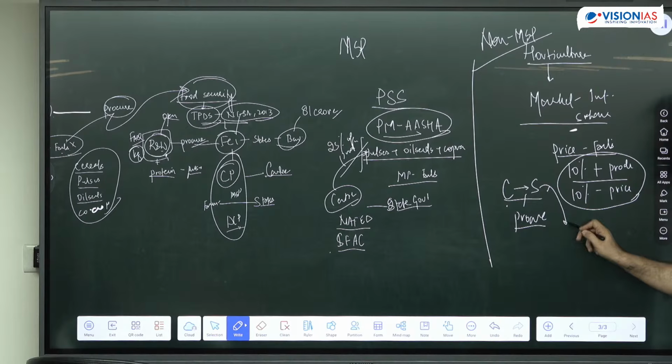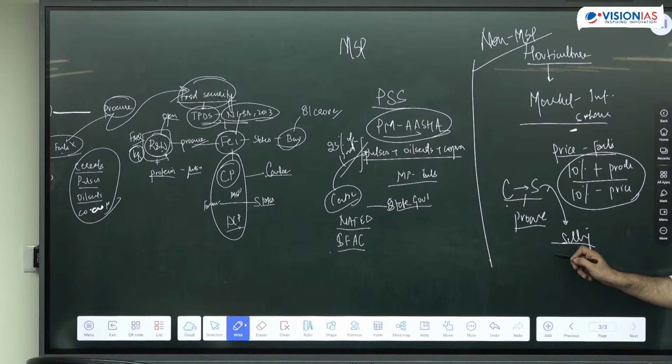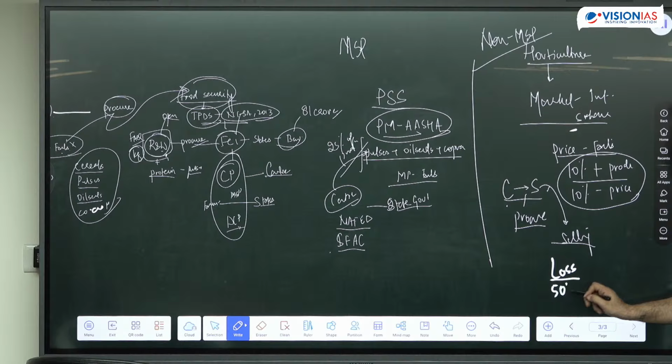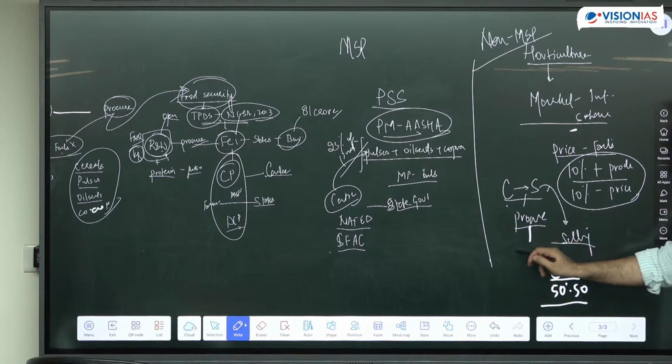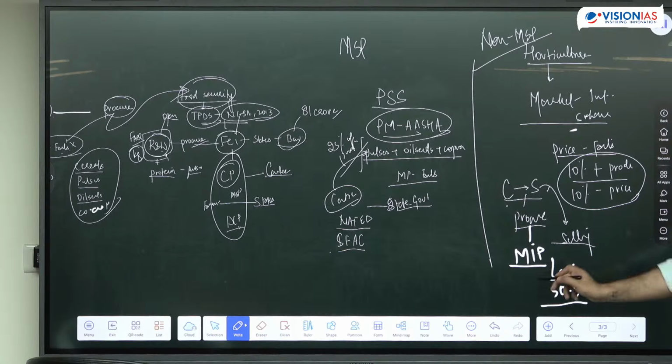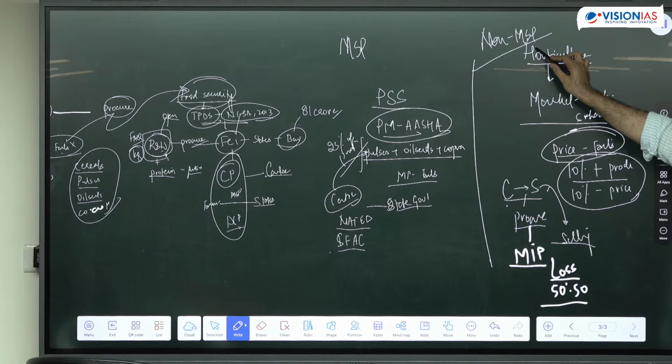The state is responsible for selling the produce. Whatever the profit happens goes to the state, but if there is a loss, the center will share the loss 50 to 50. In some states, they have mentioned the loss sharing will be 75-25. When they procure, at what price will they procure? They will announce a market intervention price. But this price is announced only when price fails. MSP was announced before the season. MIP is announced once the price fails, but is for non-MSP crops.